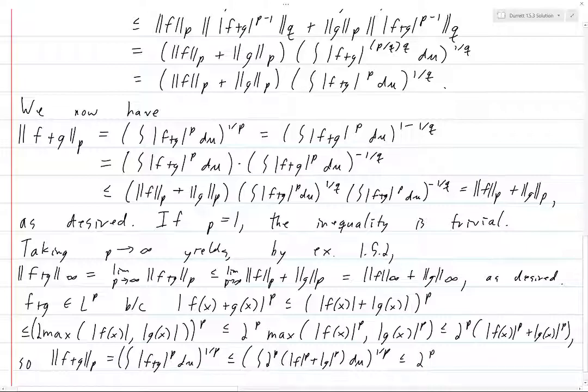Well, I guess we'll bring the 2 out front, so this is going to be 2, and then we're going to have the integral of f to the p d mu plus the integral of g to the p d mu, to the 1 over p.